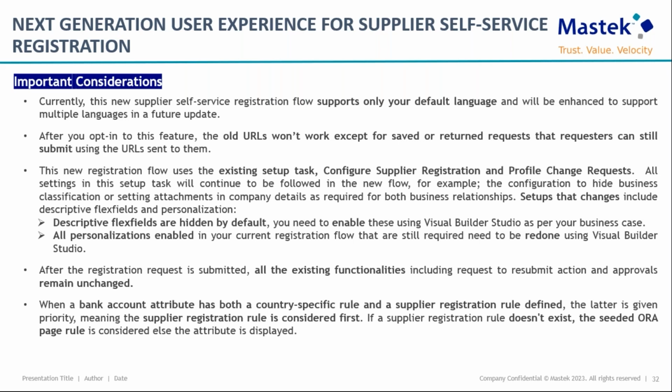Next update is the registration request. After the registration request is submitted, the existing functionalities, including the request to resubmit, the actions and approvals, remain unchanged. For the bank account attributes that have both a country-specific rule and a supplier registration rule, the supplier registration rule will be considered first, and if a supplier registration rule doesn't exist, then the country-specific rule or the attribute is considered and it will be displayed.